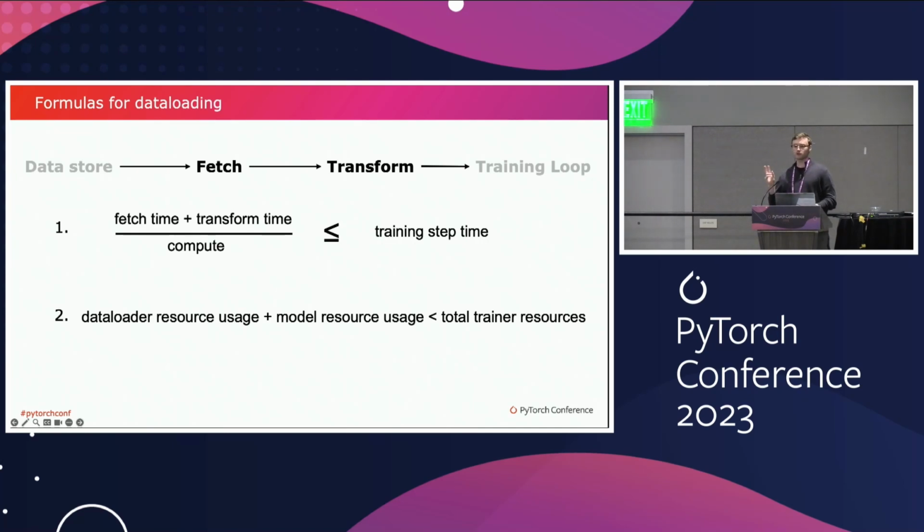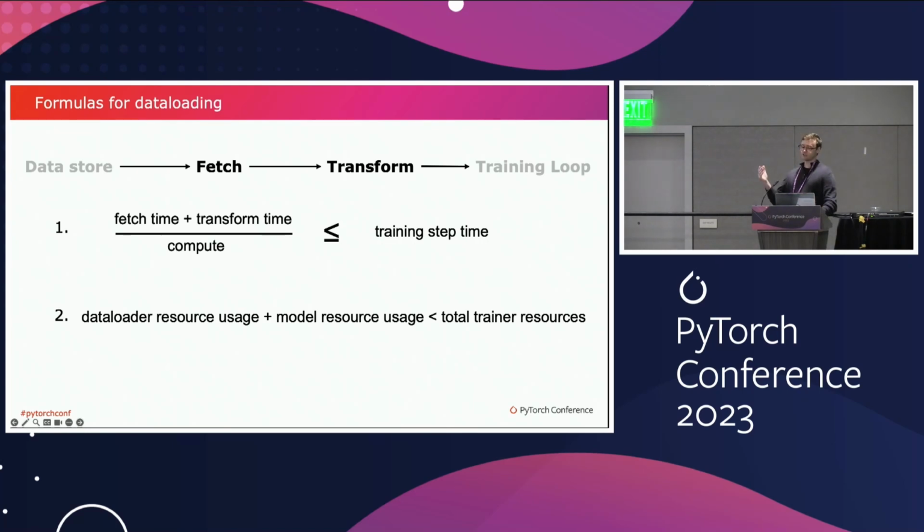So there are two equations to keep at the back of your mind when you're thinking about data loading. In pretty much every situation, as machine learning engineers, we want to try to improve the model QPS, or size of our models, so our training jobs complete faster and we can train larger and better models. Data loading is really only important if it becomes the bottleneck. This gives us the first formula.